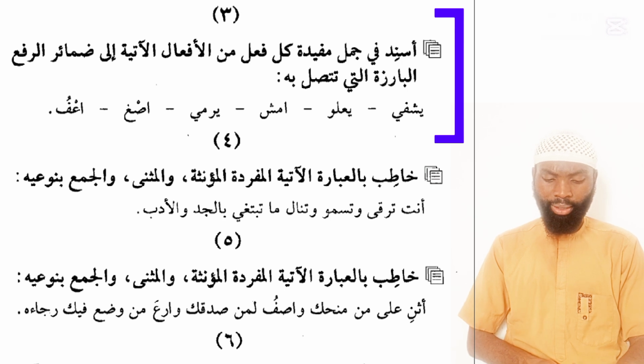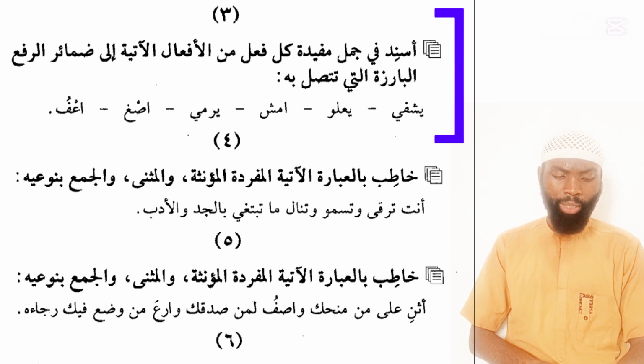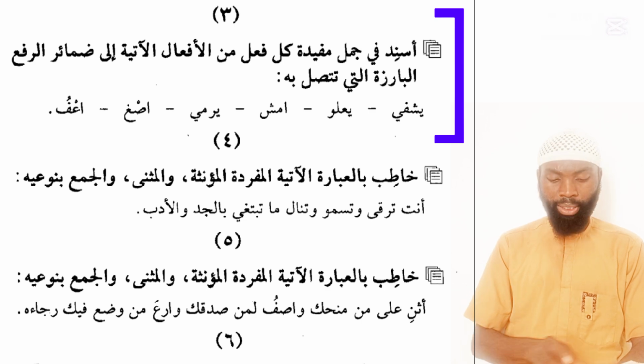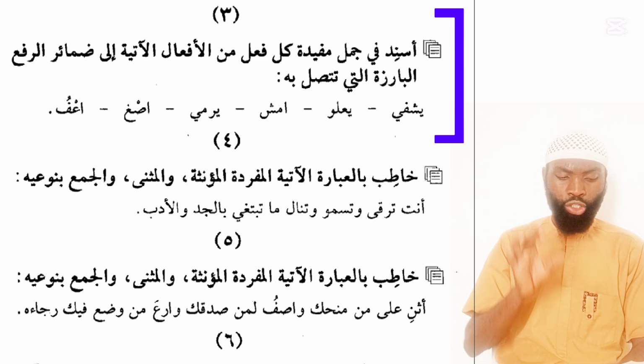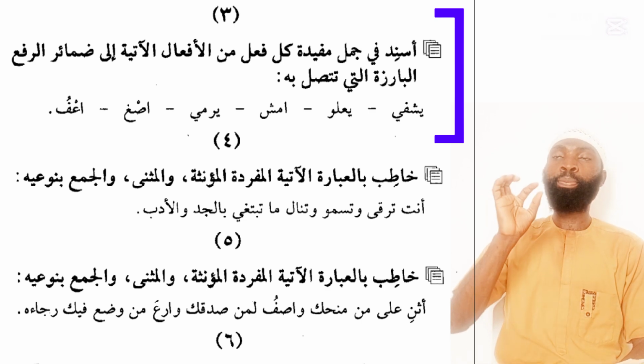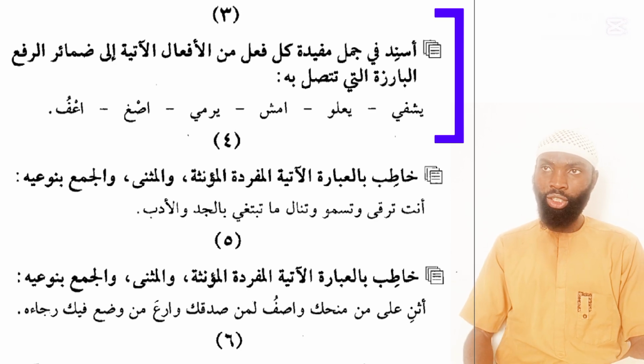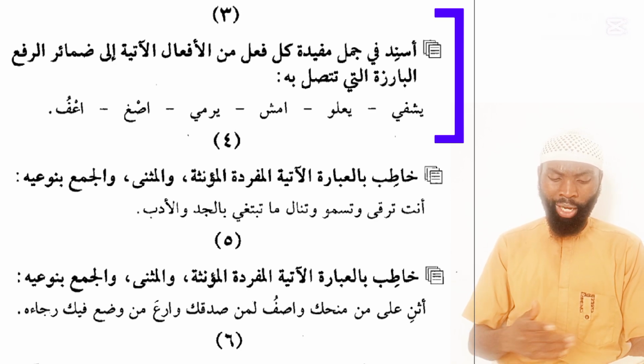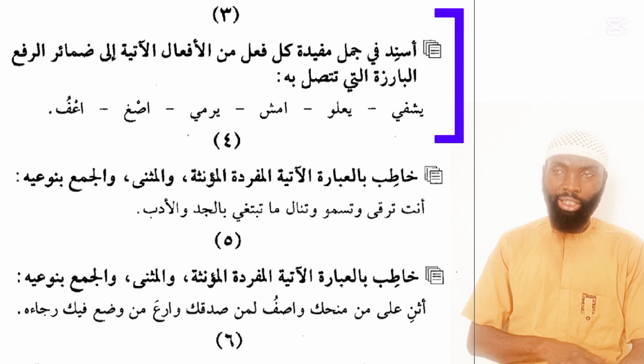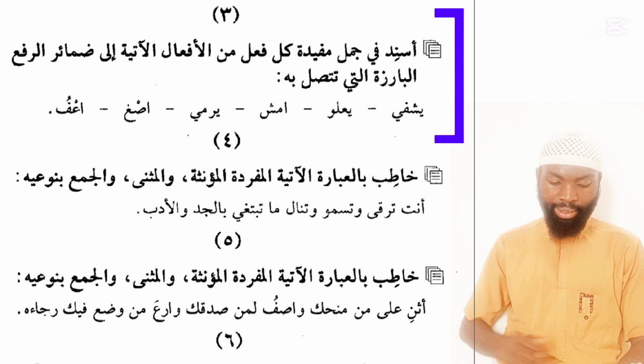Tamrin al-thalith, number 3, we have asnid fi jumalin mufidatin kulla fi'lin al-af'al allati ila dhamir al-raf'i al-bariza tatasal bihi. All of these present tense, all of these verbs, you are to attach them to pronouns which they can be attached to. The first one, we have the word yashfi. So we have ya'alu, we have imshi, yarmi, isgi, urfu. So all of these words, you can attach them to the pronouns just as we have learned.